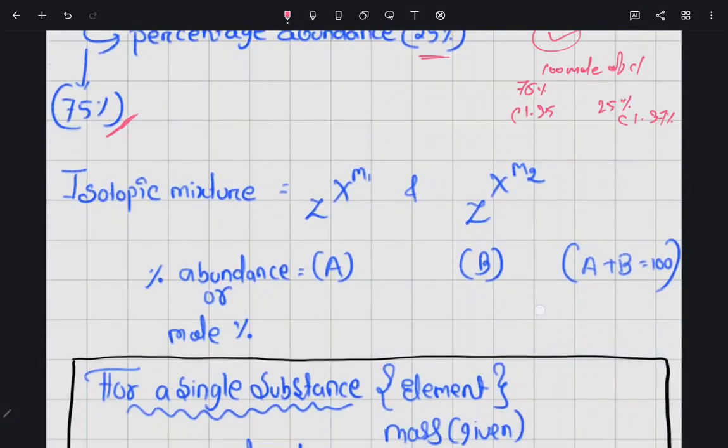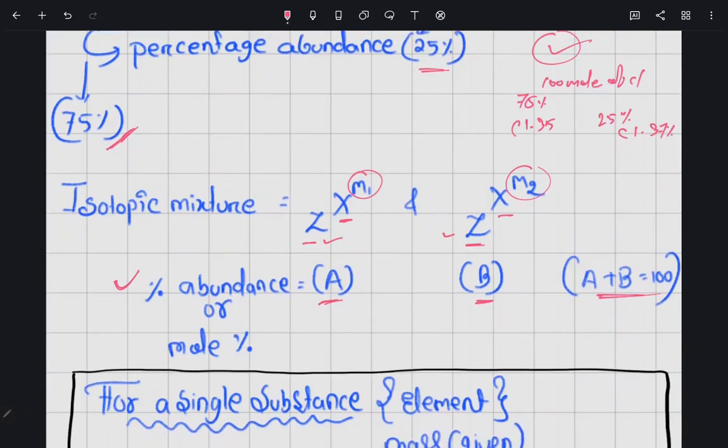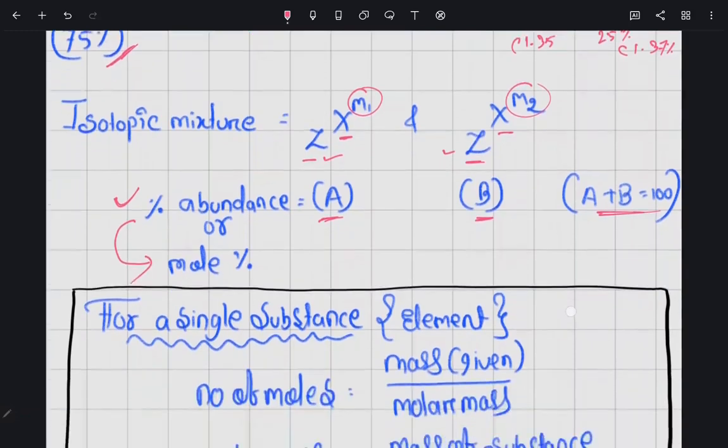So basically, what do you mean by isotopic mixture? Isotopic mixture is an element where the atomic number is the same in both cases, but the mass number is different, M1 and M2. And what do you mean by percentage of abundance? How much amount of this particular isotope exists on the surface of Earth, right? So this is A, this is B. Suppose two different isotopes we have taken, and A plus B collectively is 100. Children, whenever percentage of abundance is given in an exam, you need to understand that percentage of abundance is basically mole percentage also.